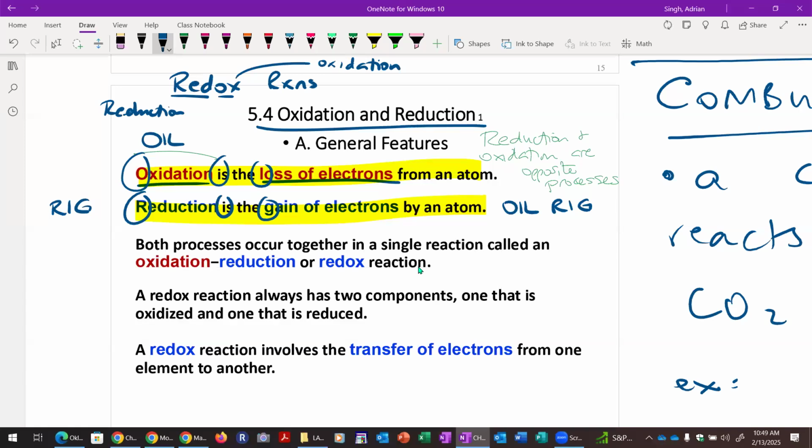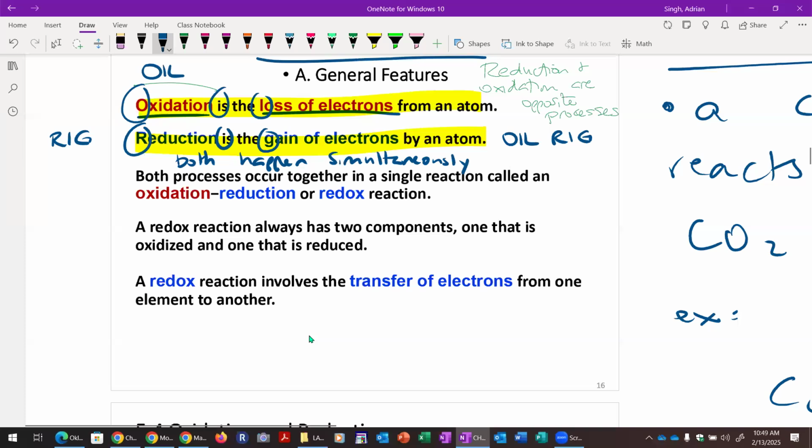Now, they both have to happen simultaneously. You can't have one without the other. They kind of go together like peanut butter and jelly, milk and cookies, peas and carrots. You can't have one happening alone. If something is losing electrons, those electrons have to go somewhere, and they're gained by the thing that is undergoing reduction. So let's take a look at reduction and oxidation in terms of electrons.